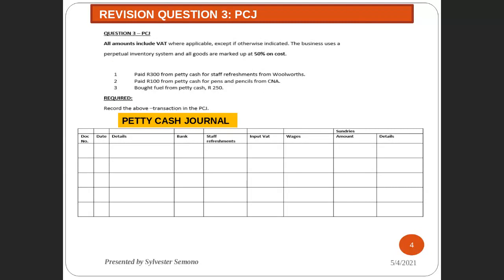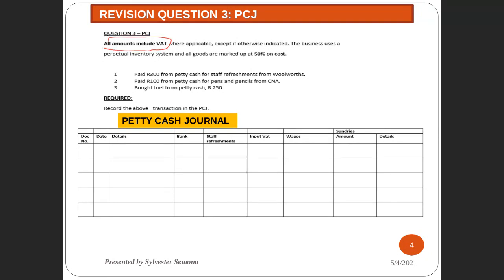Okay, let's do number 1. Thank you, Gaby. I'll continue now. Let's do the next one. The next one is the petty cash journal. If you can see here again, same information we need to analyze. The amounts are including VAT.